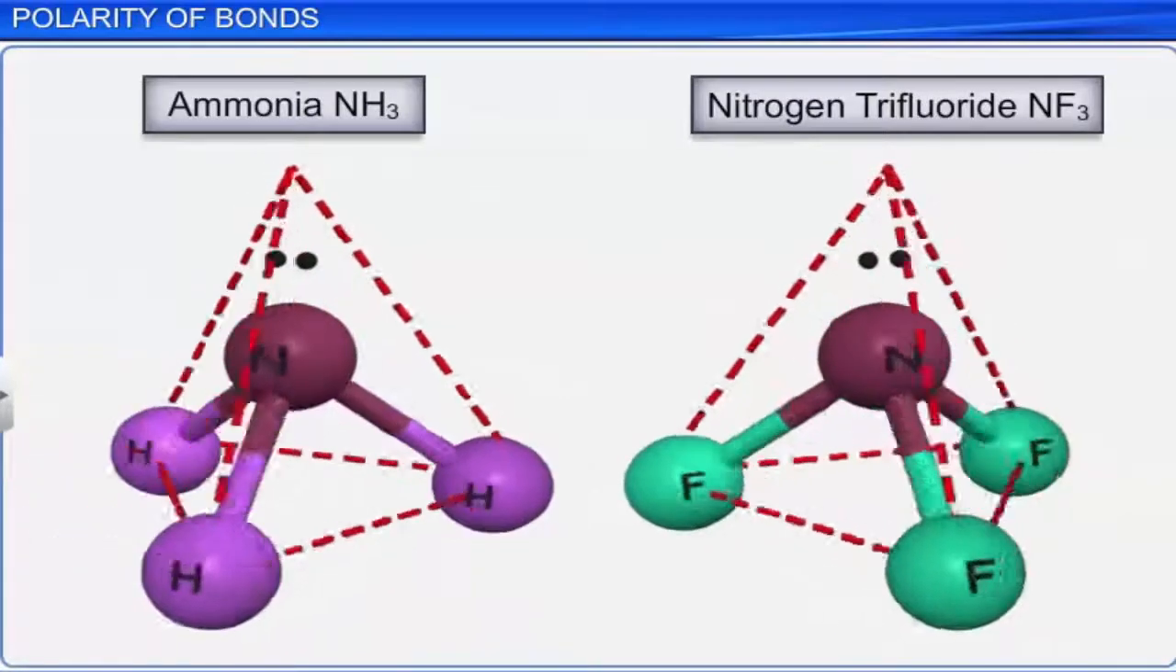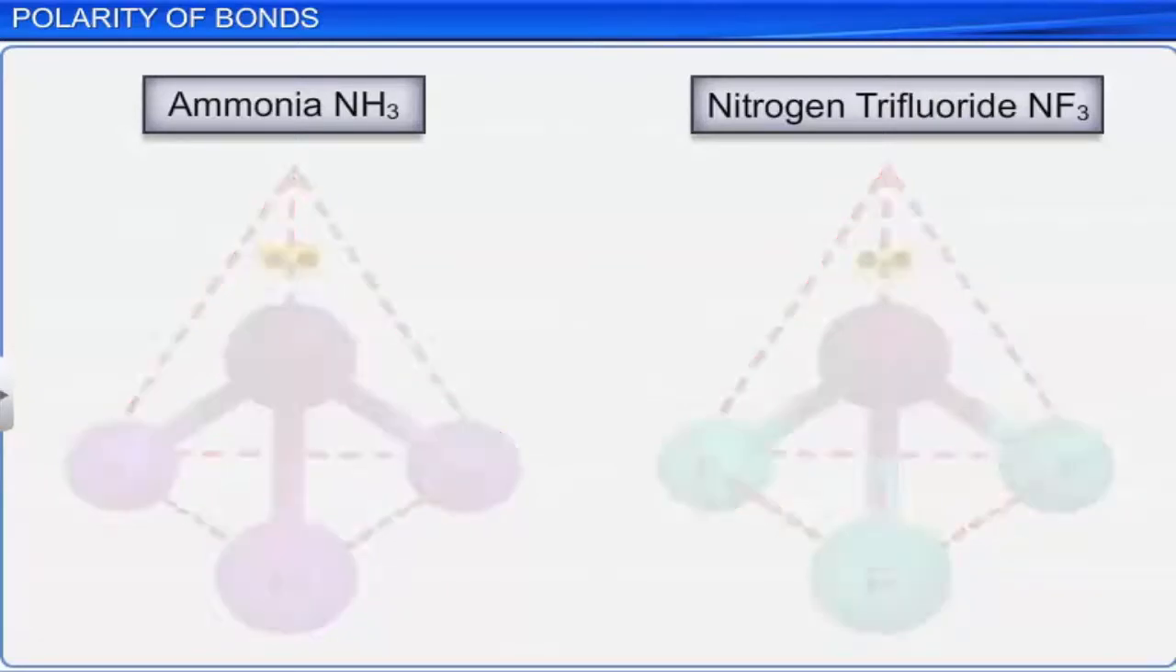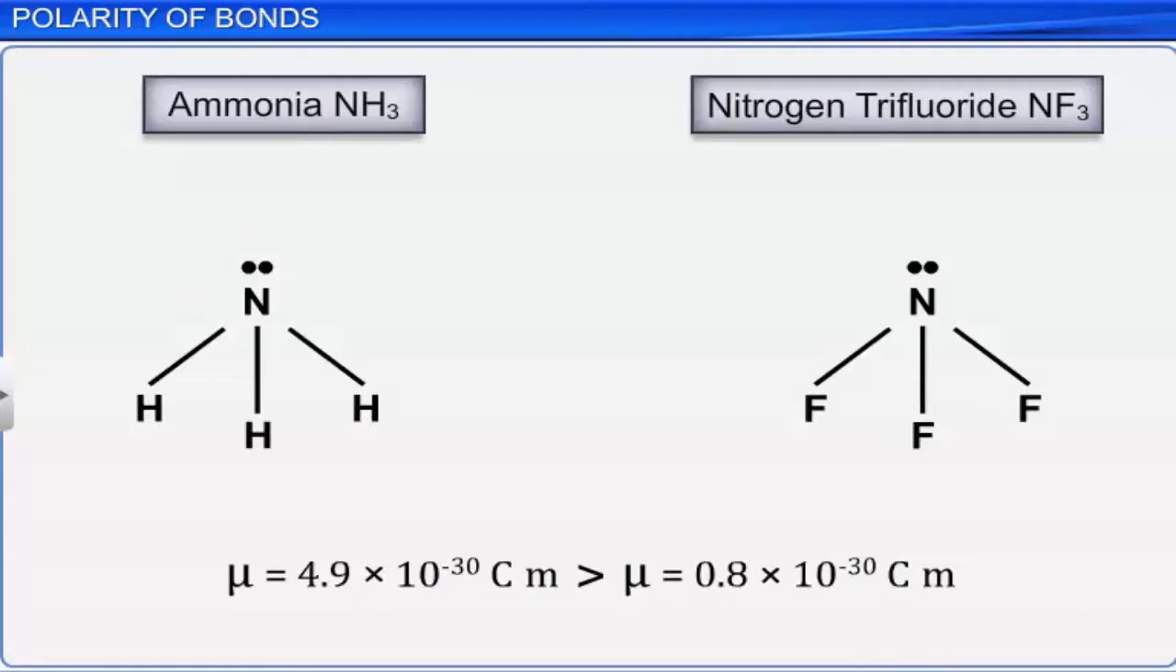It is really interesting to know that different molecules with the same geometry or shape may have different dipole moments. Let us consider ammonia and nitrogen trifluoride molecules. Both of them have pyramidal shapes with a lone pair of electrons on each nitrogen atom. But the dipole moment of ammonia is greater than that of nitrogen trifluoride, though fluorine is more electronegative than nitrogen. There is an explanation.